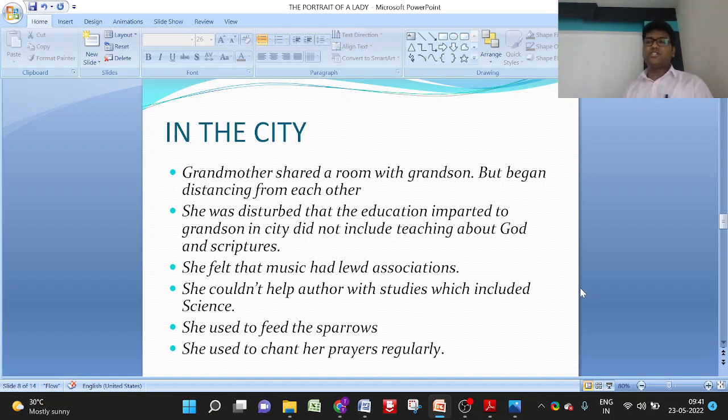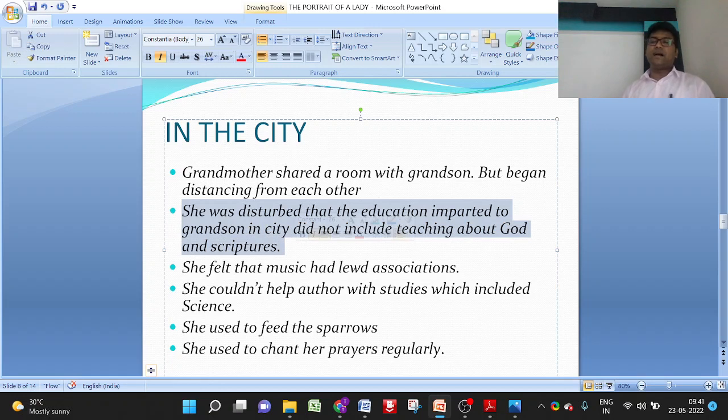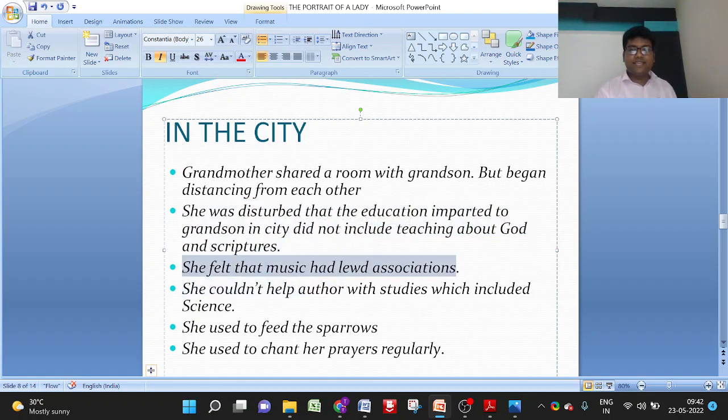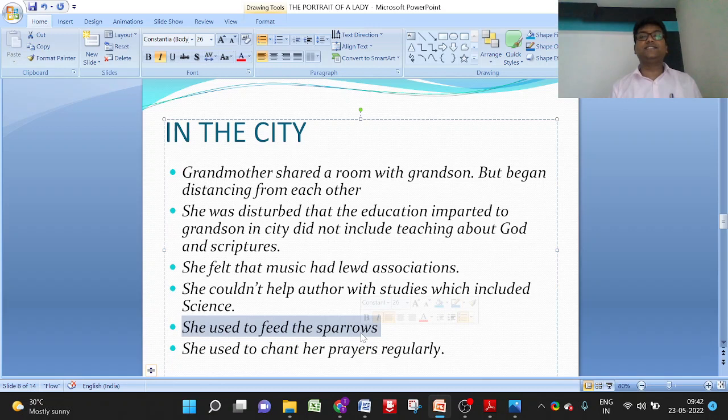Now she was disturbed that the education imparted to the grandson in the city did not include teaching about God and scriptures. The English medium school and the urban English education, the modern education of urban life, is less about God and scriptures, more about other ventures. And when Khushwant Singh told her that they had now been given a music class, that music was a problem for the grandmother, because to her music in urban life meant having immoral associations, something that should not be done. Again, she couldn't help the author with studies, which she used to do in the village life. She used to feed sparrows. She used to feed stale chapatis to the dogs in the village life.